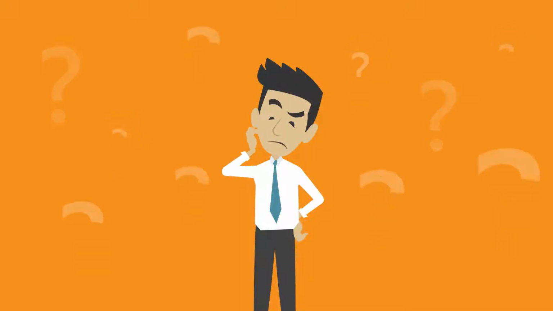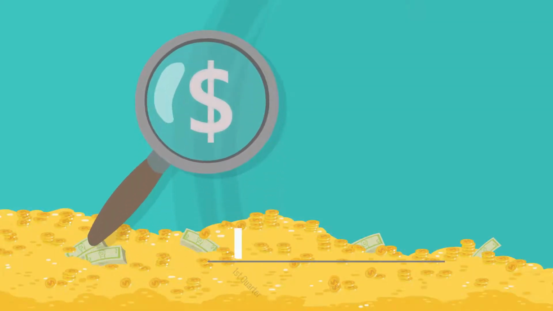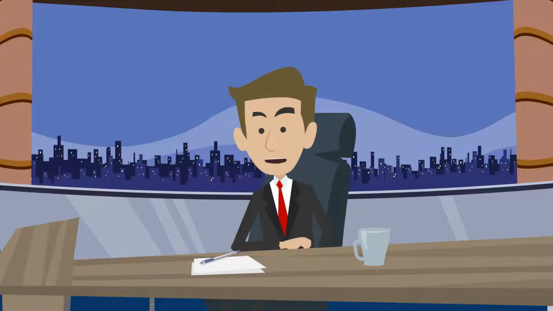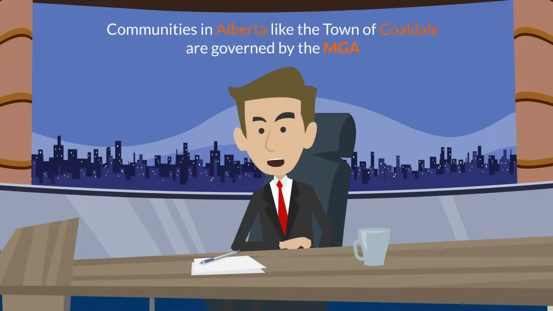Have you ever wondered how our budget is developed? To many, this can seem like a complex process, so we're going to break it down and give you a basic understanding of how municipal budgeting works. Before we get started, it's important to note that communities in Alberta, like the town of Coaldale, are governed by the Municipal Government Act, which regulates how municipalities should govern and plan for growth.